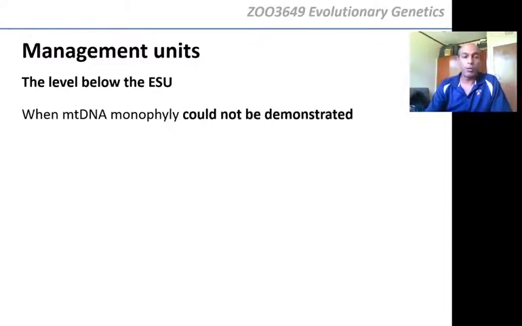Now, the management unit is where we can't demonstrate monophyly. So either the lineages have been sorting for not long enough, that lineage sorting has not become complete, that monophyly simply has not evolved, or that monophyly did evolve, but then it got messed up by subsequent secondary contact and gene flow. Okay, so gene flow came and messed up the monophyly. So either way, monophyly cannot be demonstrated. It's either paraphyly or it's polyphyly.